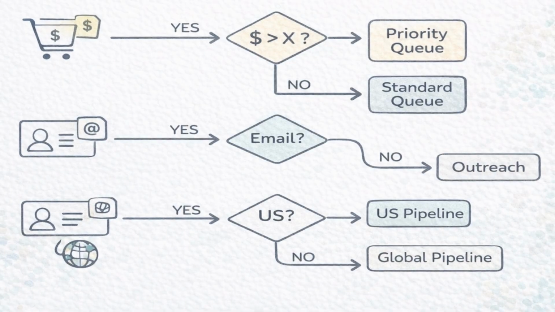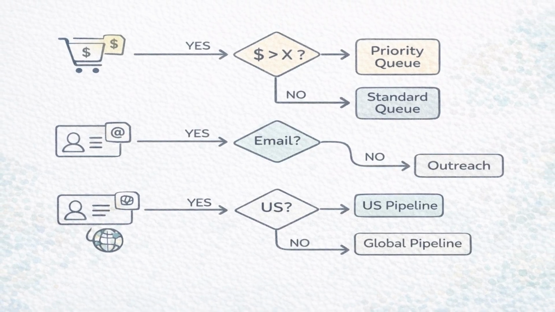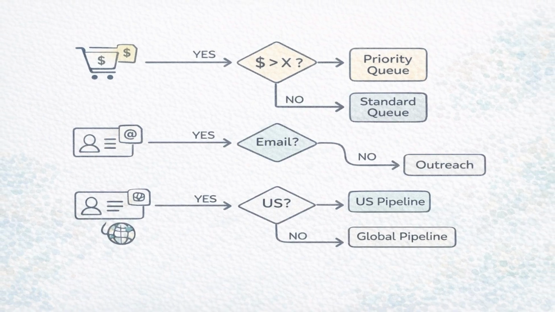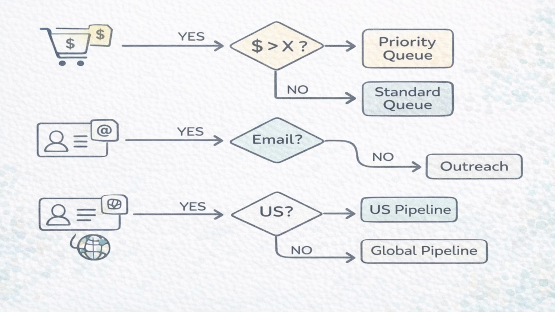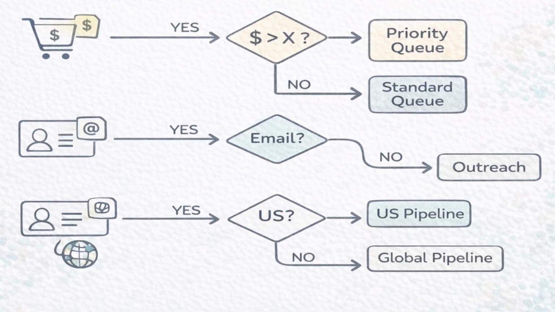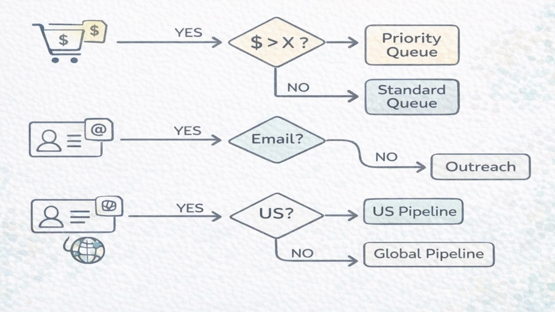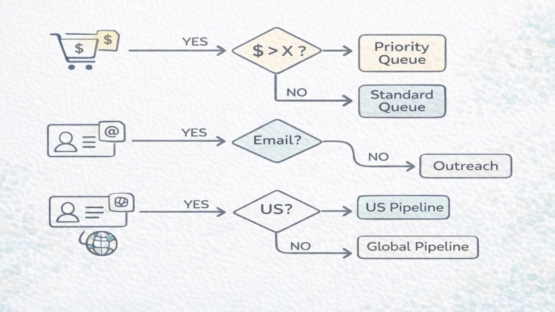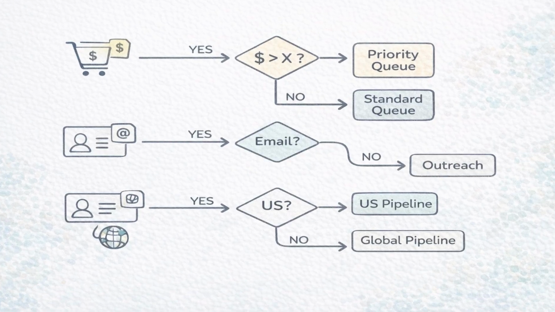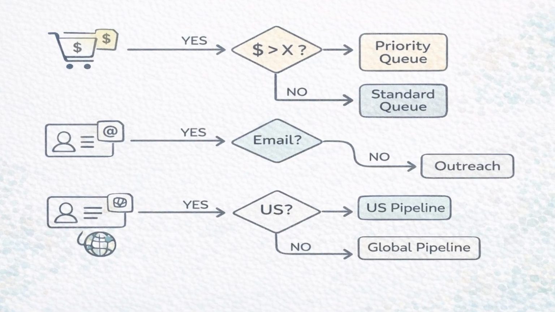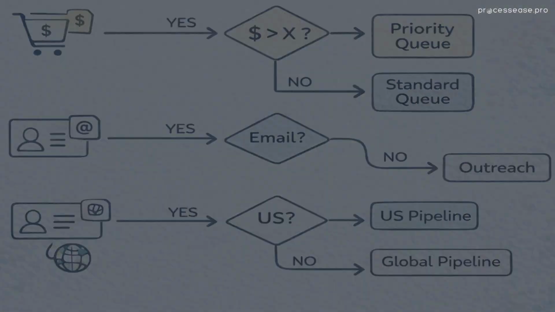Messy data slowly erodes trust in your automations. If the data is inconsistent or incomplete, the workflow starts making the wrong decisions. And over time, people stop trusting the system. A better approach is to let the automation choose different paths based on the data it receives. For example, if an order value is above X, the automation can send it to a priority queue. If a lead does not have an email address, the workflow can skip outreach and tag the record as needs data. And if the country is the US, it can go into the US pipeline. If not, it can follow a different path. It's how you teach your workflow to handle different scenarios without you manually checking each case.